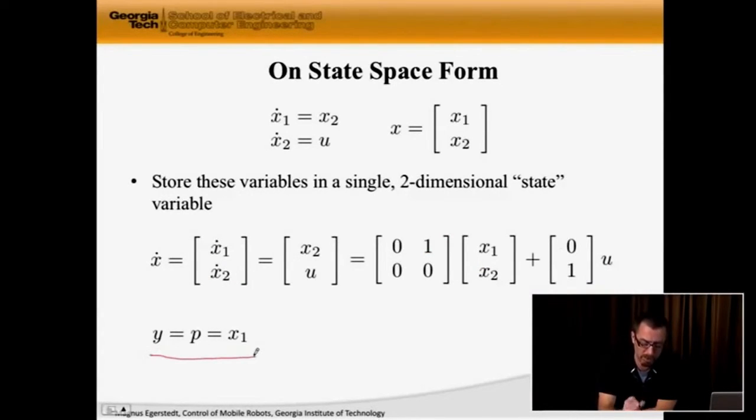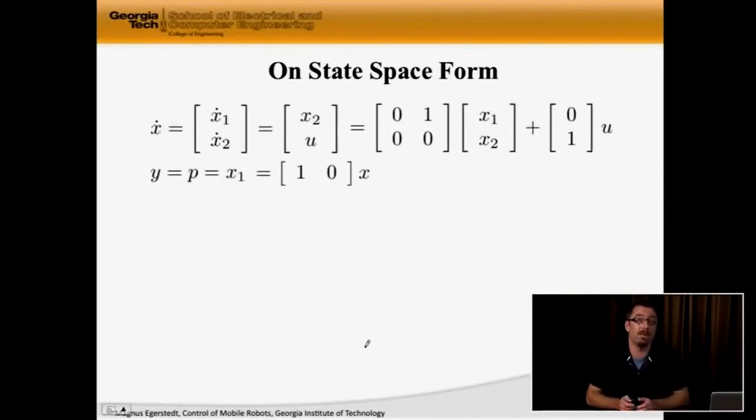Moreover, the thing we care about in this case would be x1. So I'm going to take the output of the system to be x1. And I can also write this as a matrix. In this case, it's a row vector times x. This simply means that I get 1 of x1 and 0 of x2. So I have now rewritten everything in a much more, I'm going to claim, compact form using these matrices. So to summarize, in state space form, x dot is this thing, and the output y is this thing.